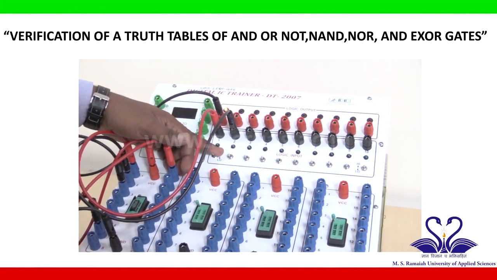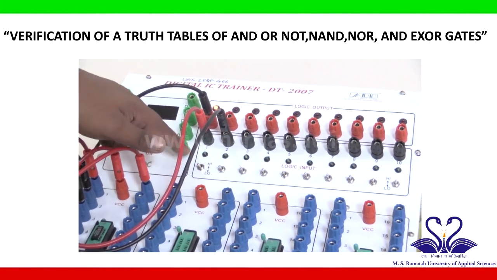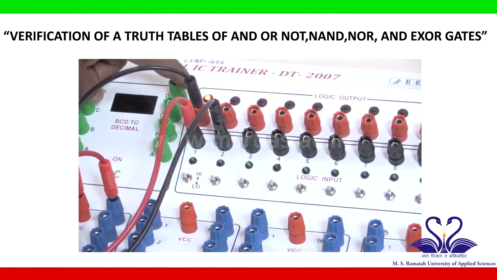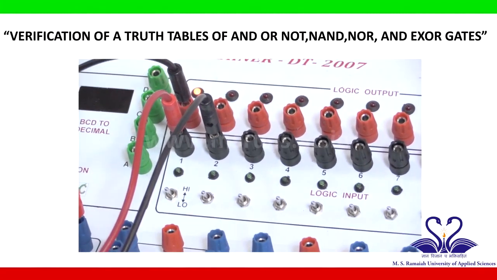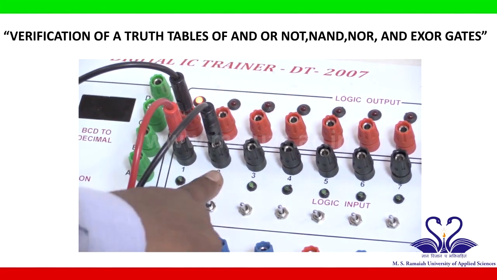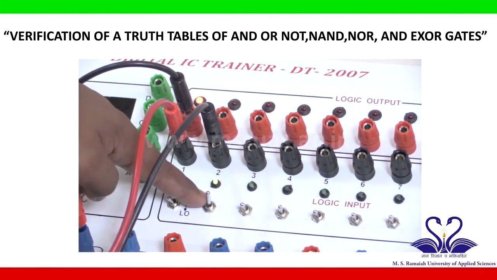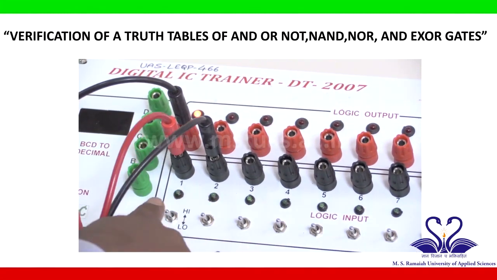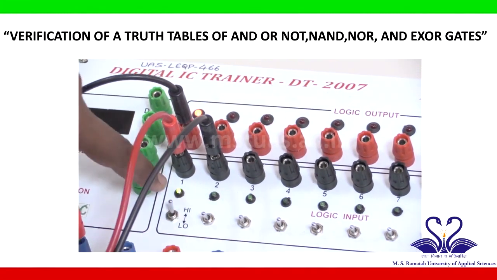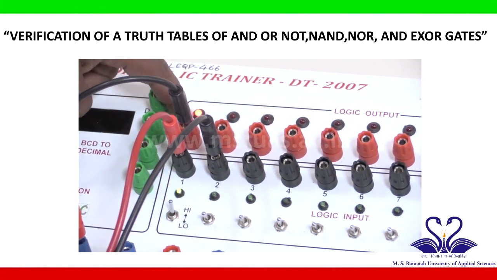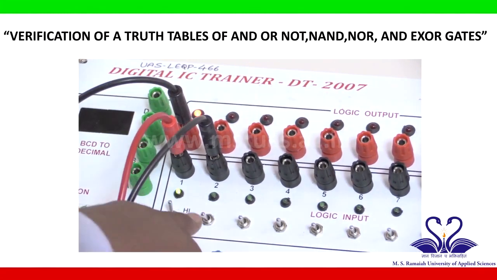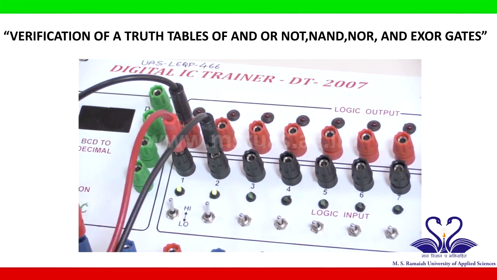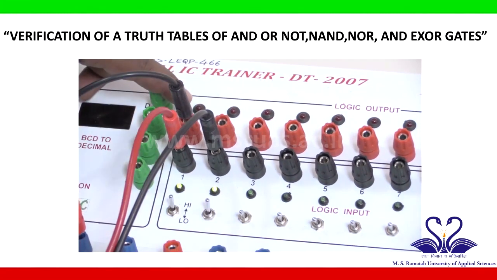First we make both inputs 0 0. For input 0 0, output is 1. Next make input 0 1. For input 0 1, output is 1. Next make input 1 0. For input 1 0, output is 1. Now make both inputs 1. For inputs 1 1, output is 0.